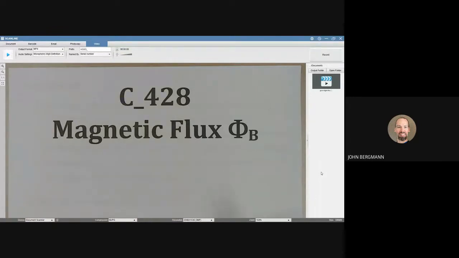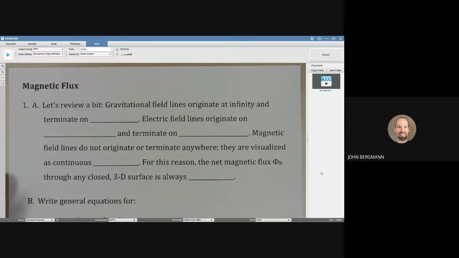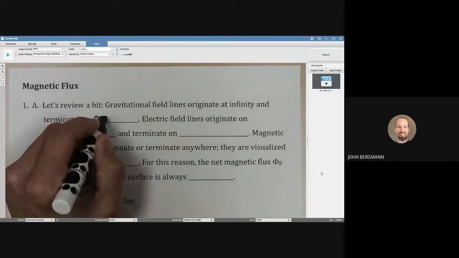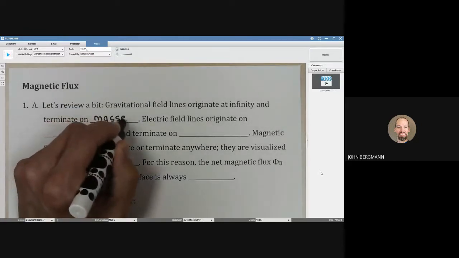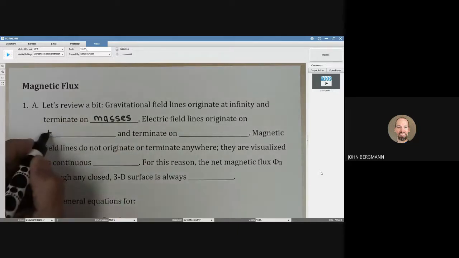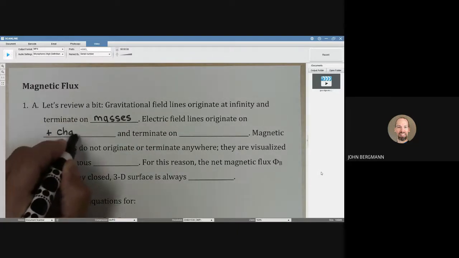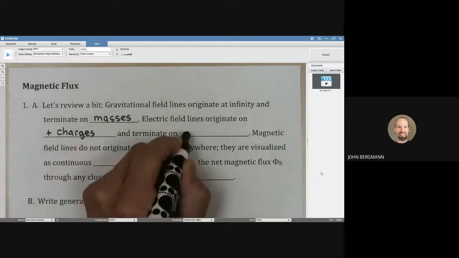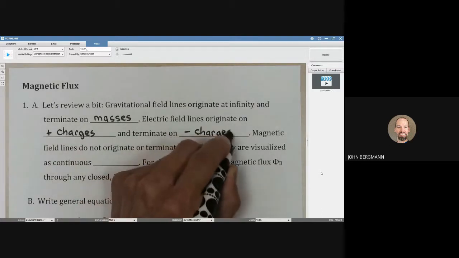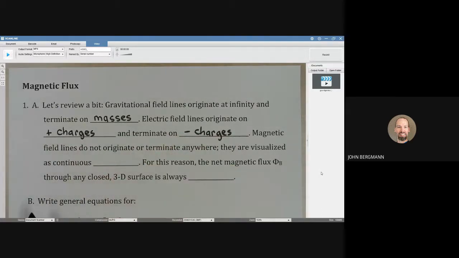Magnetic flux. Let's review a bit. Gravitational field lines originate at infinity and terminate on masses. Electric field lines originate on positive charges and terminate on negative charges. Magnetic field lines do not originate or terminate anywhere.